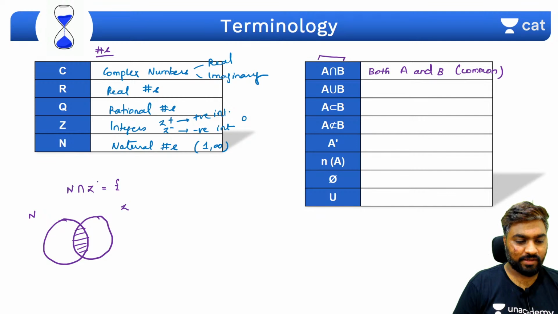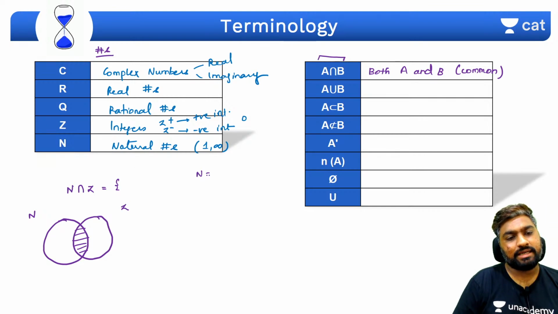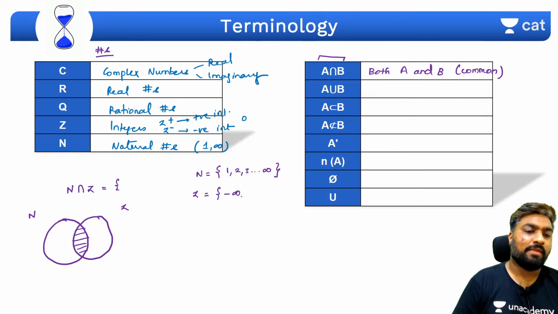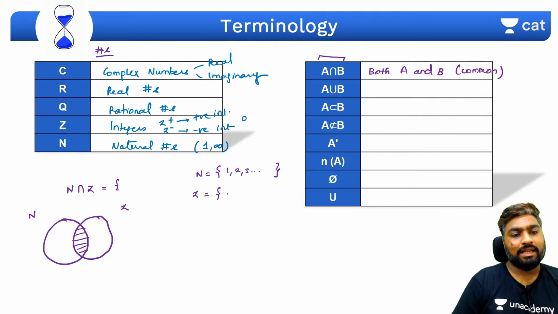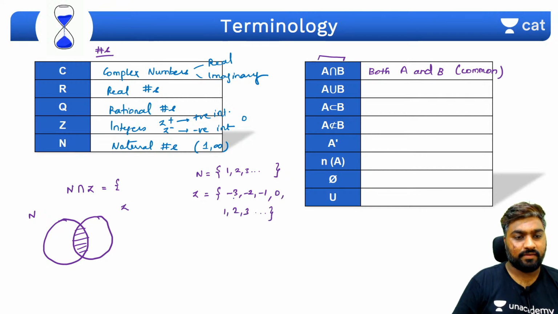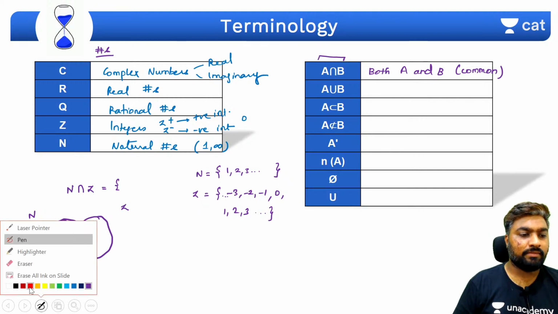Quickly tell me, guys, what would be terms that are common to both natural numbers and integers? The set of natural numbers contains numbers from 1 till infinity, correct? 1, 2, 3, all the way till infinity. Z contains terms from minus infinity, right? Let's say minus 3, minus 2, minus 1. Z also contains 0, 1, 2, 3 and so on. So what are the terms that will belong to both these?